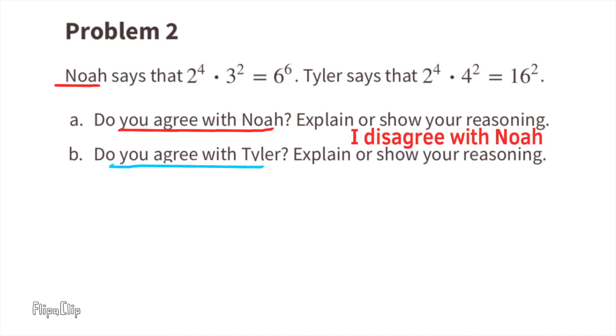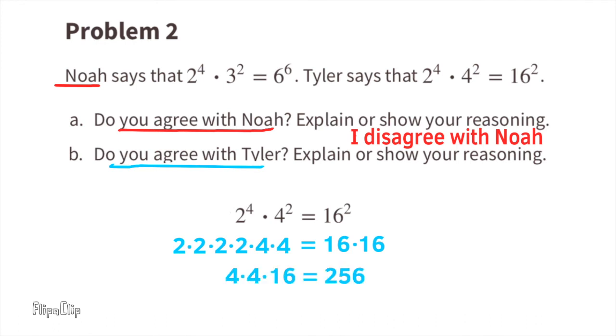B. Do you agree with Tyler? Explain or show your reasoning. 2 to the 4th power is 2 times 2 times 2 times 2, and 4 to the 2nd power is 4 times 4. So the question is, does 2 times 2 times 2 times 2 times 4 times 4 equal 16 times 16? 16 times 16 is 256, and 2 to the power of 4 times 4 to the power of 2 also equals 256.